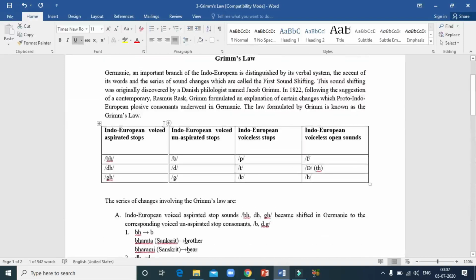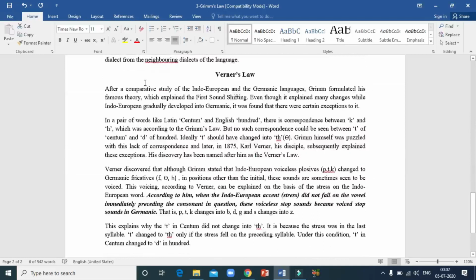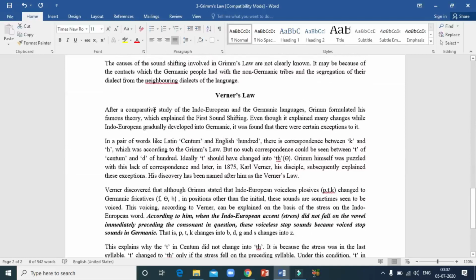So this is a very important topic, Grimm's law. Once again, Grimm's law tries to explain the changes which Proto-Indo-European plosive consonants underwent in Germanic. So let's move on to Verner's law. There were many comparative studies between Indo-European and Germanic languages, and after conducting all these studies, Grimm formulated his famous theory, Grimm's law, which explained the first sound shifting. So it explained many changes, but there were certain exceptions to it.